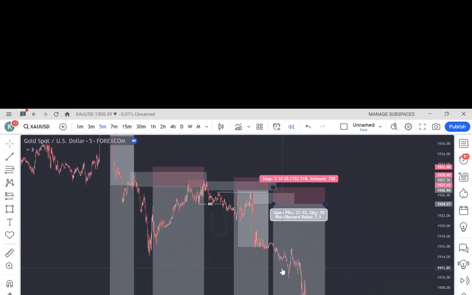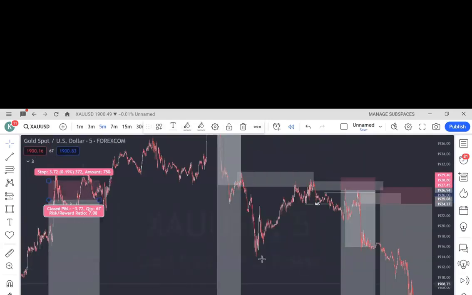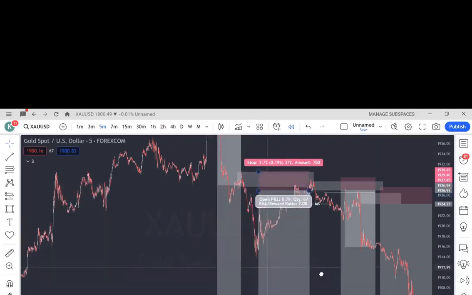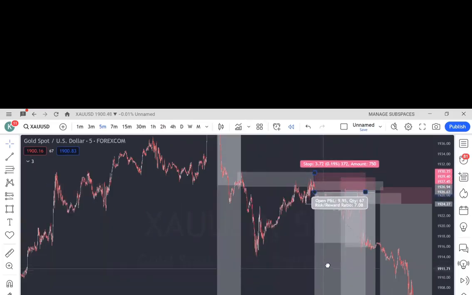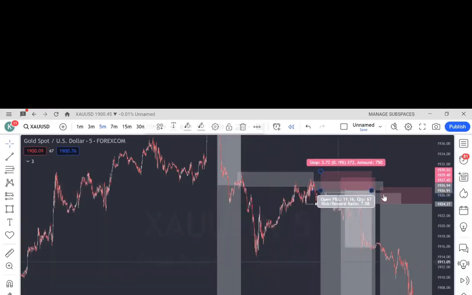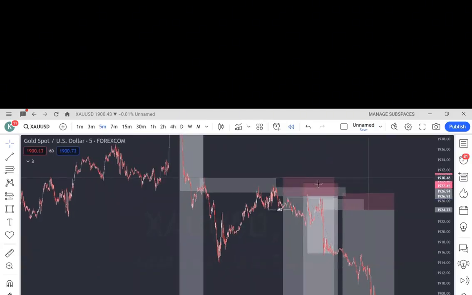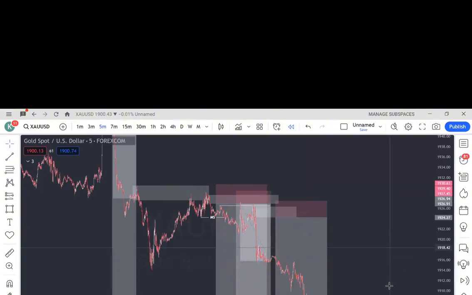So this is how you catch your trades, aggressive or confirmation entry. Now you understand it better and you know the benefits of using the different entry models, the different entry types. So thank you guys for staying tuned, and see you guys in my next video.